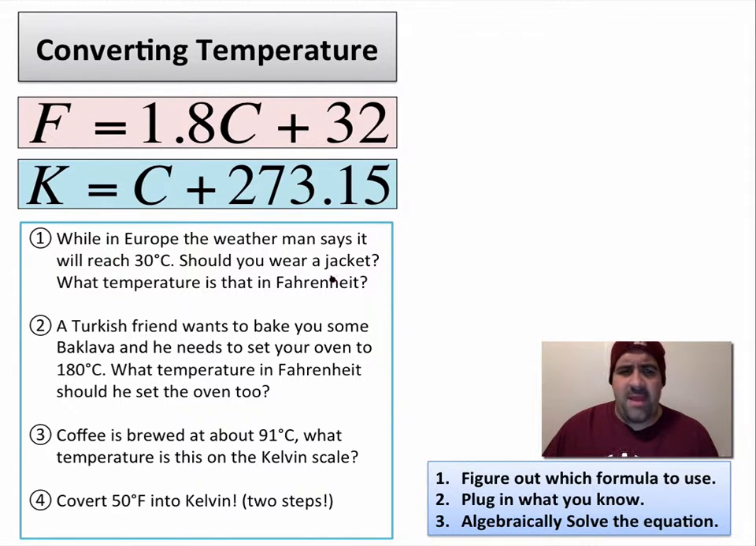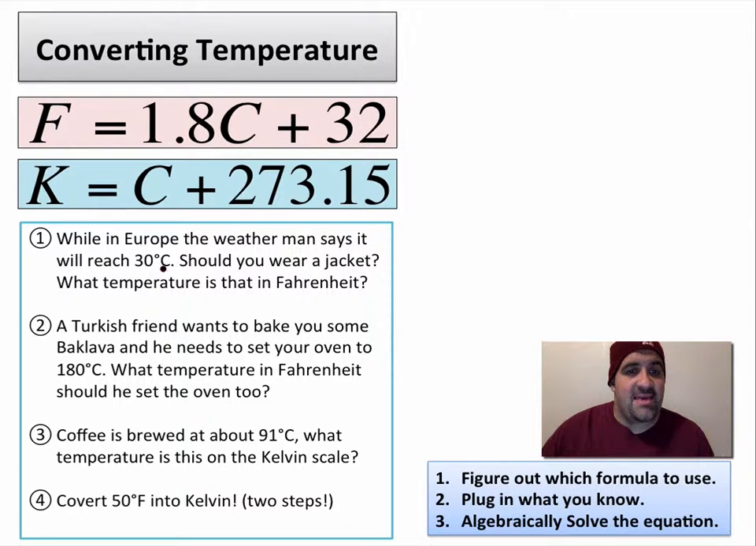While in Europe, the weatherman says it will reach 30 degrees Celsius today. There's going to be a high temperature of 30. Hoorah! Should you wear a jacket? What temperature is that in Fahrenheit? And hopefully you know that 30 degrees Celsius is going to be a warm temperature. You should not wear a jacket. But let's actually do the conversion. We know that it's going to be 30 degrees Celsius. What temperature is that in Fahrenheit?